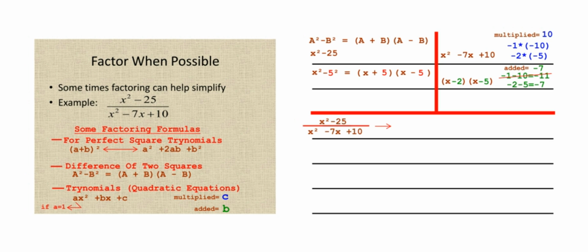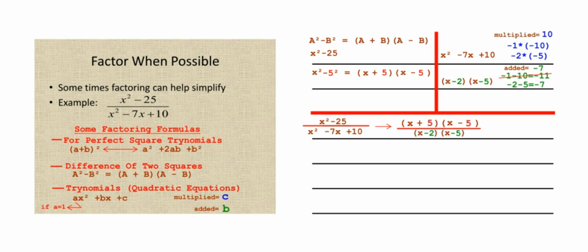Let's replace them. So replacing the x squared minus 25 with the factor form of x plus 5 in one parenthesis and the other parenthesis x minus 5. So that's our a squared minus b squared factoring that we did. On the bottom, we're going to write our x minus 2 times the other set of parentheses, x minus 5. That is our quadratic equation factoring or trinomial factoring.